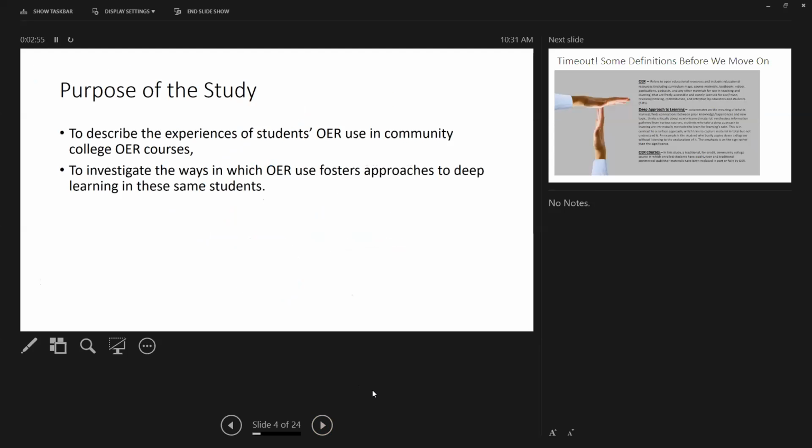So the purpose of the study then was simply to describe student experiences using OER in community college OER courses, and to investigate the ways in which OER use might foster approaches to deep learning in the same students.